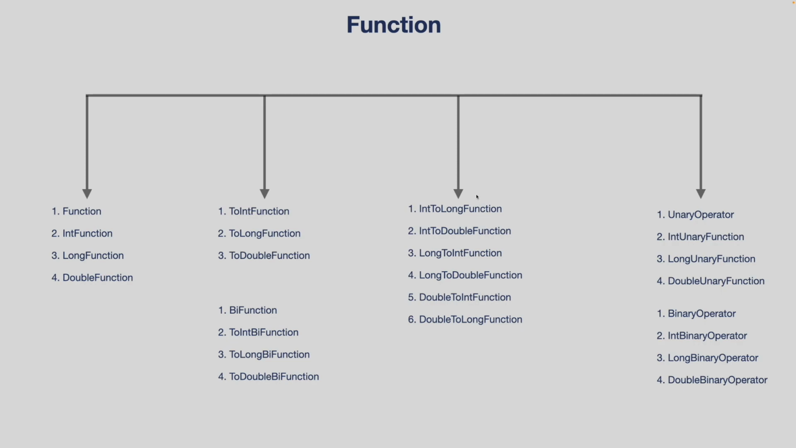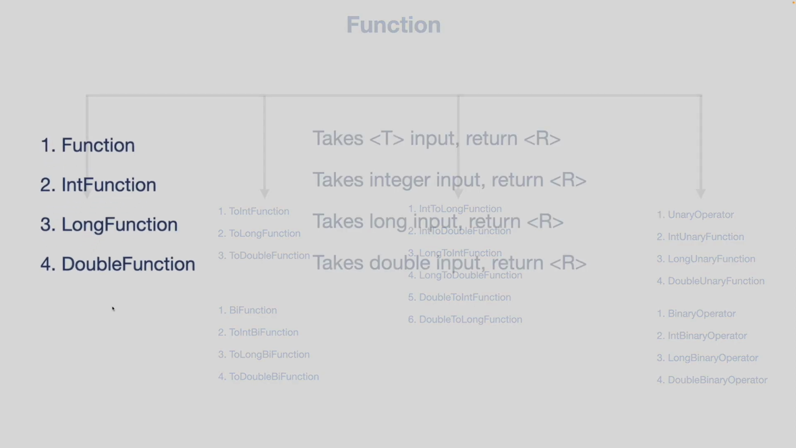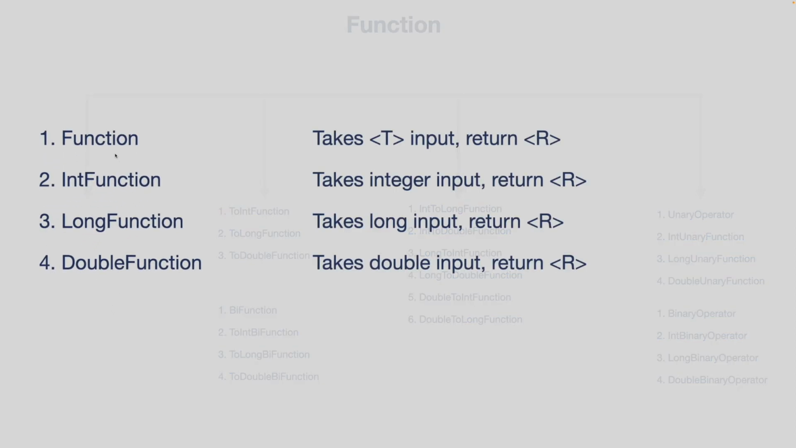And these types of functions we can call conversion, like we are converting from long into double, as the name says. And these types of functions are the operators. Normally the operator means whatever type of input we are passing, we will get the same type. So let's first discuss this type, that is from data type. In this there are 4 types of function. One is the simple function that takes T type of input and returns R.